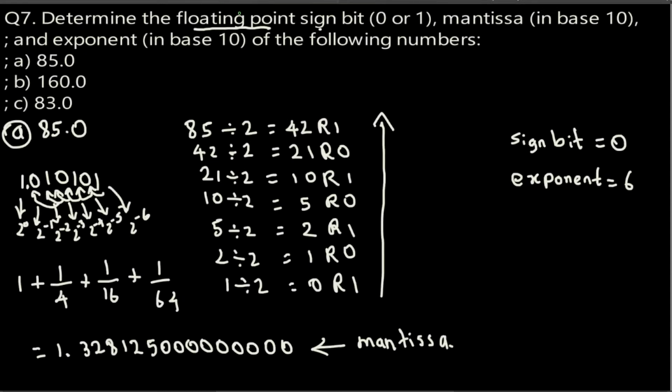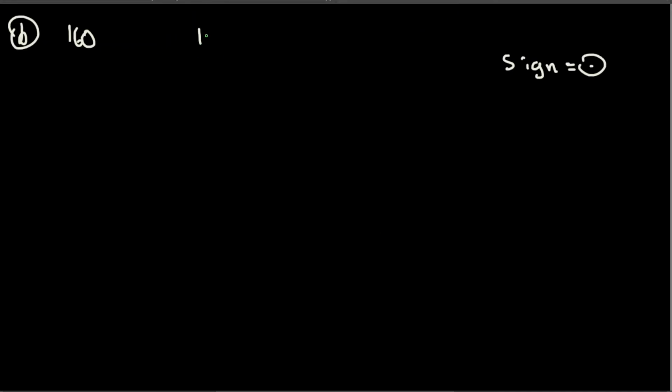In the B part we have 160. Sign is 0 because it's a positive number. And to find out the mantissa and the exponent, I had to convert this one into binary. So let's go and do that.